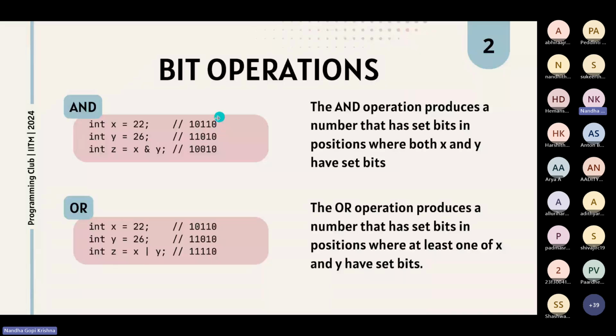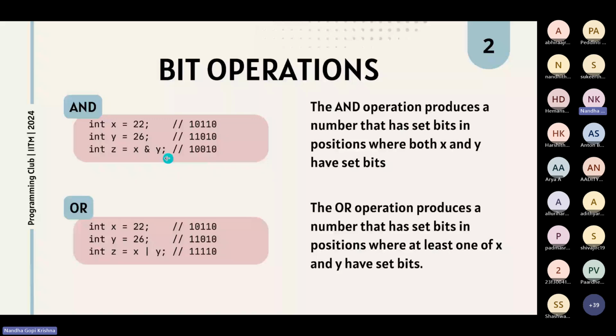So 0 into 1, which is 0, 1 into 2, 1 into 4 plus 1 into 16. So it'll be 16 plus 4 plus 2, 22. Similarly for 26, it'll be 16 plus 8 plus 2, 24 plus 2, 26. So as you can see, 22 is represented as 10110. 26 is represented as 11010.